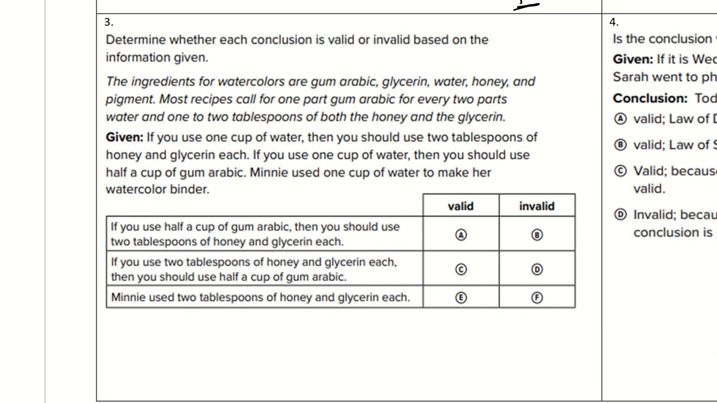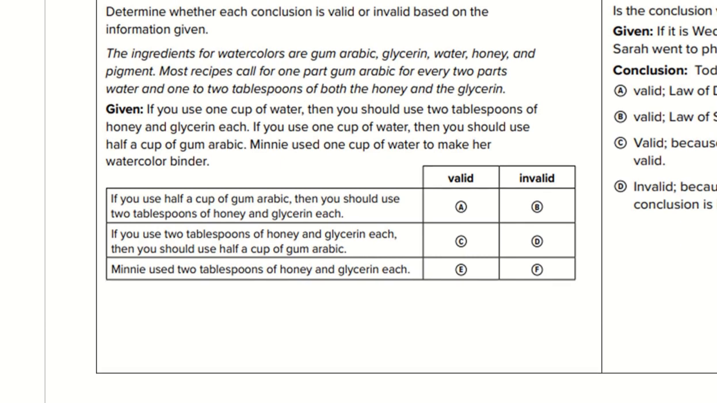All right, determine whether each conclusion is valid or invalid based on the information given. All right, so given: if you use 1 cup of water, we'll say that's statement P, then you should use 2 tablespoons of honey and glycerin. If you use 1 cup of water, that's the same statement, so we'll call that P as well, then you should use half a cup of gum arabic. So we'll call this statement R because we already have Q for the 2 tablespoons.